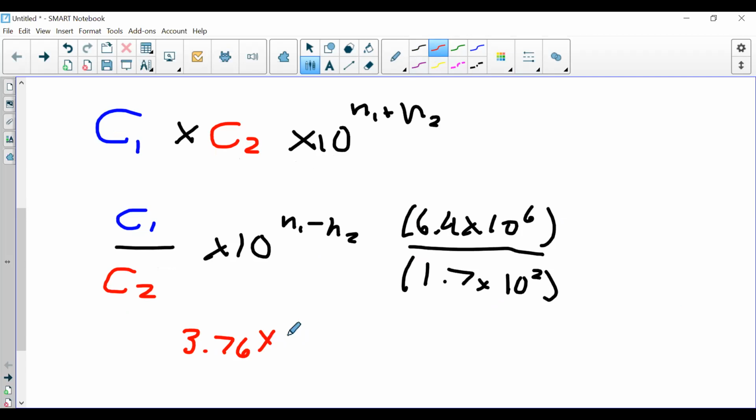This will be multiplied by 10. And now I'm going to subtract my exponents. So 6 minus 2 is 4. There we go.